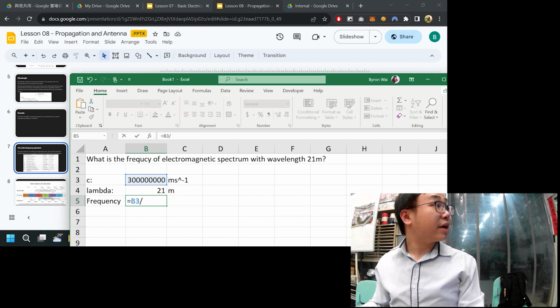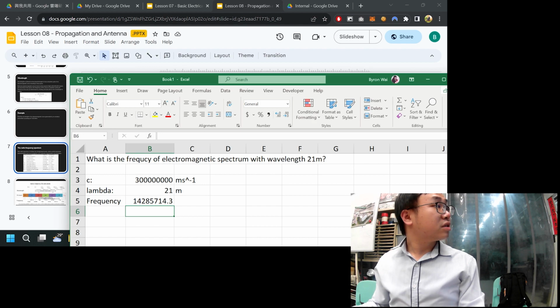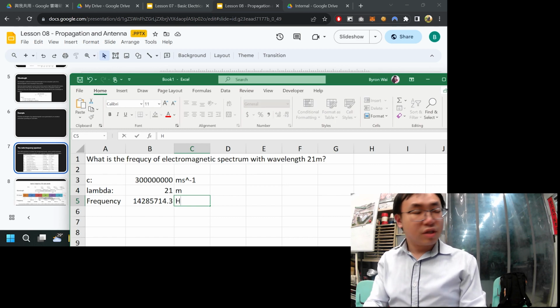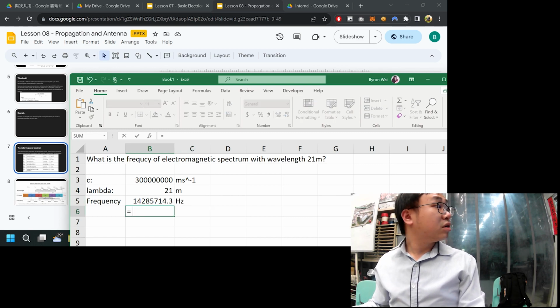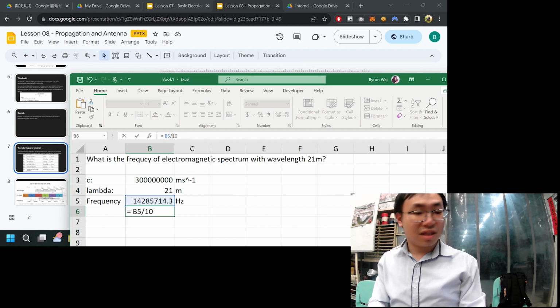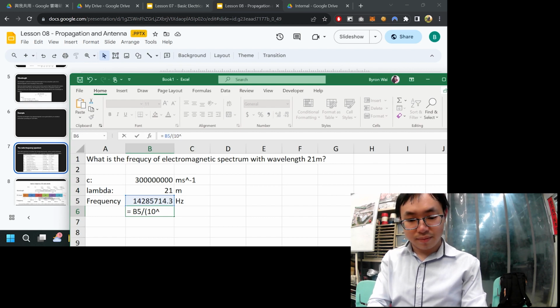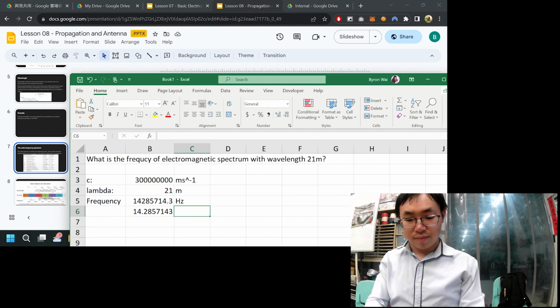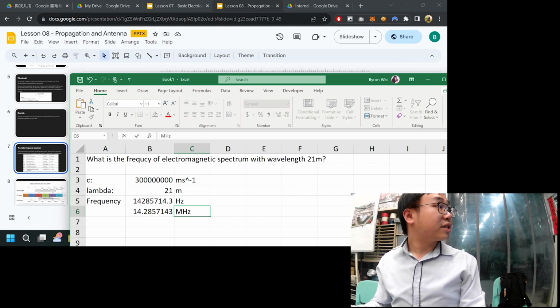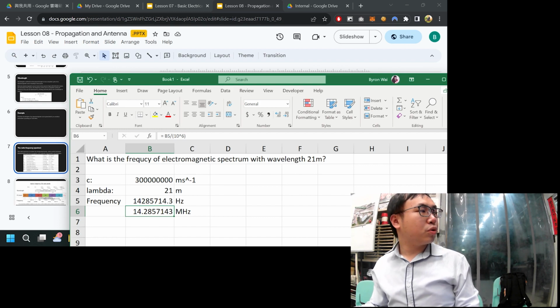this one divided by this one. This is hertz. Just a minute. So you know the answer. It will be 14.29 megahertz. Okay.